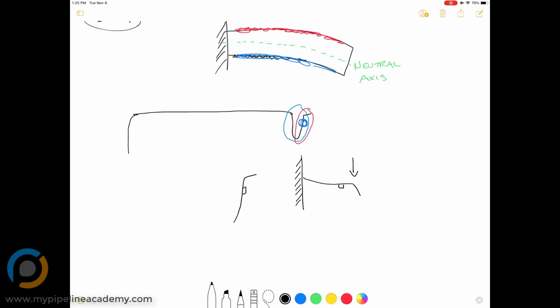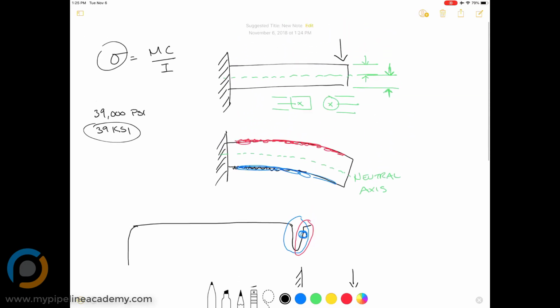So we'll go through this quickly. Putting numbers to it is useful, but really the equation is what's really useful. But we'll put some numbers to it, just to be thorough here.